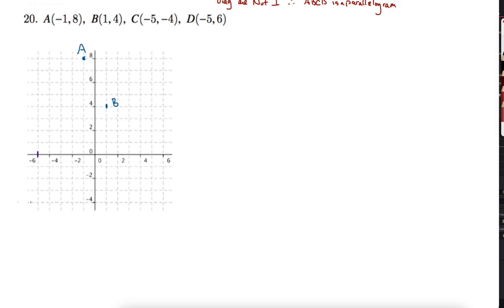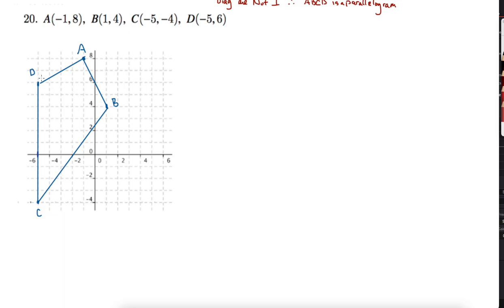All right. So 5 is over here. So negative 5, negative 4 is here. That's C. Negative 5, 6 is here, and that's D. There we go. Now, this looks like maybe it's a trapezoid. Maybe DA and CB are parallel. Maybe this is a kite.